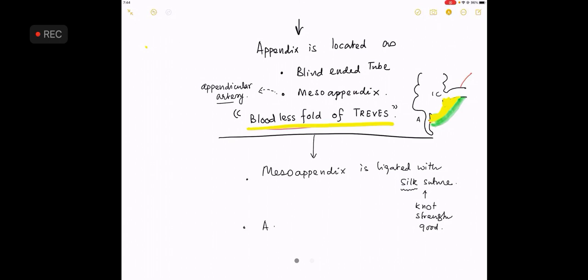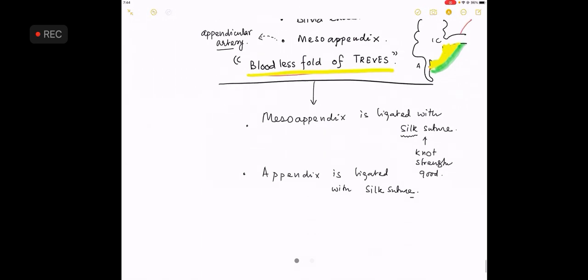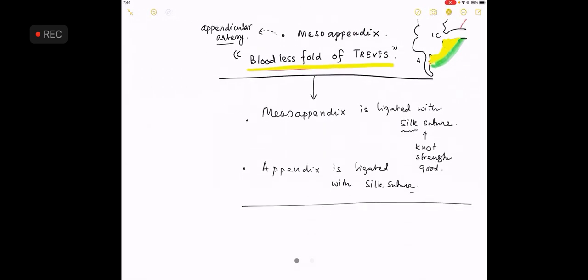The appendix is ligated with silk suture. Now, this is what our generation does now, or this is what my residents do now.